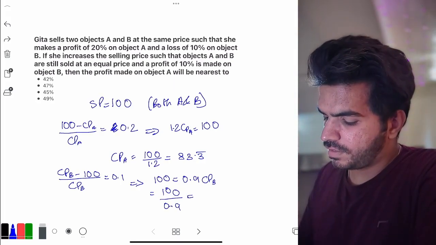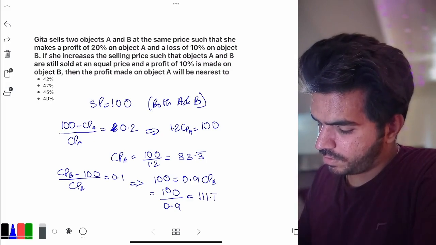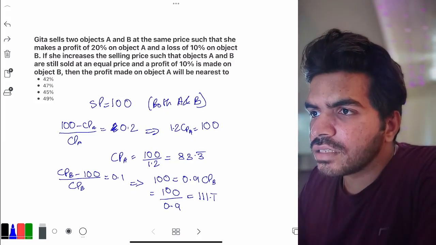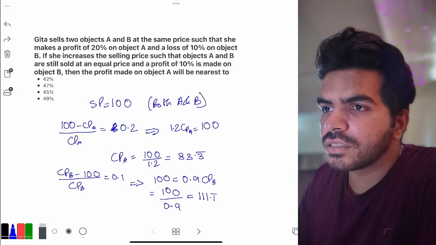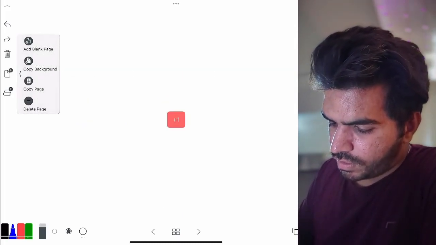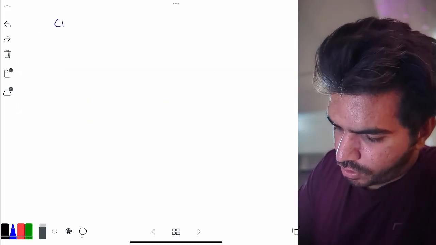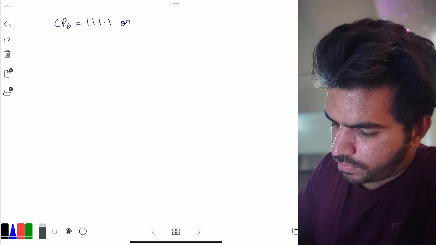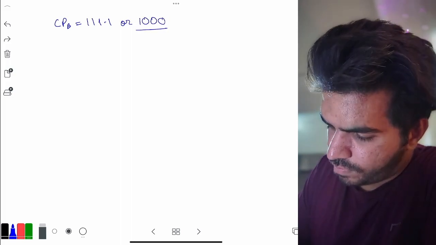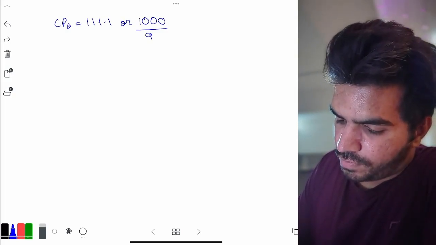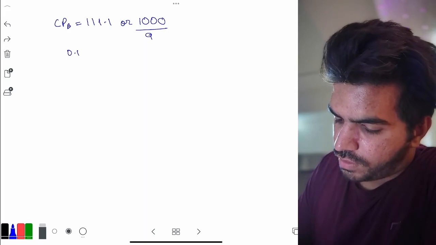which is equal to 100 by 0.9, which is 111.11. Now the next part of the question is, if she sells A and B such that they are still sold at an equal price and a 10% profit is made on object B, then the cost price of object B is 111.1, or 1000 upon 9. So I have to make 10% profit on that, so 0.1, that is 10% profit.